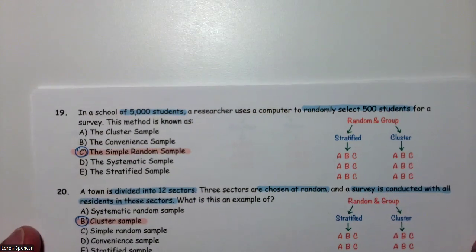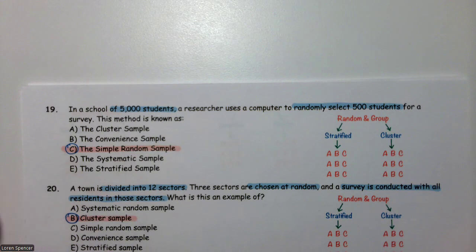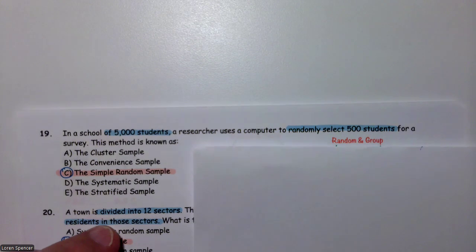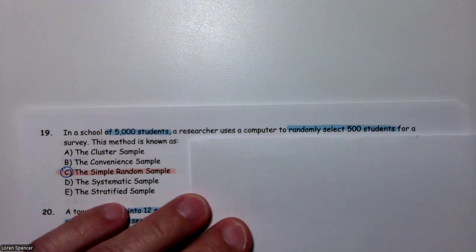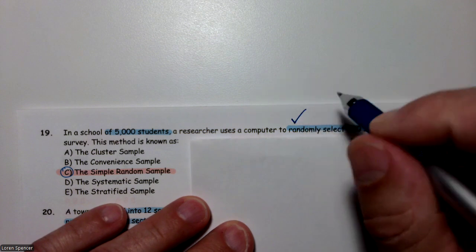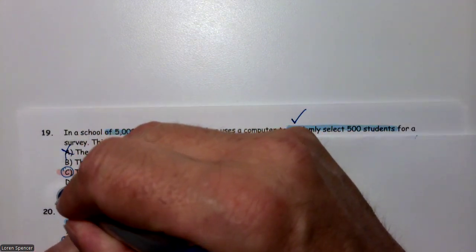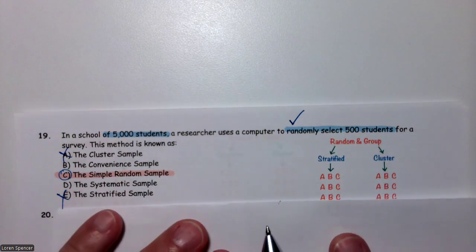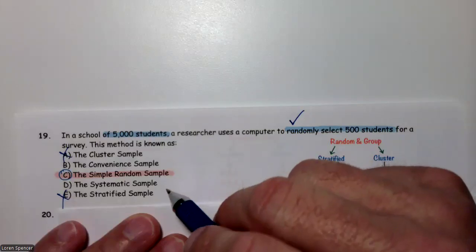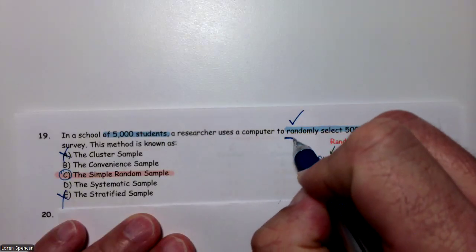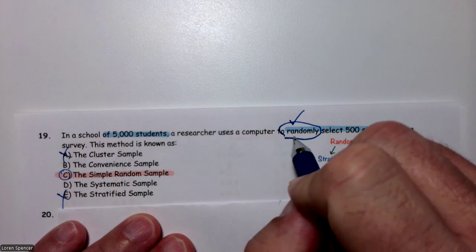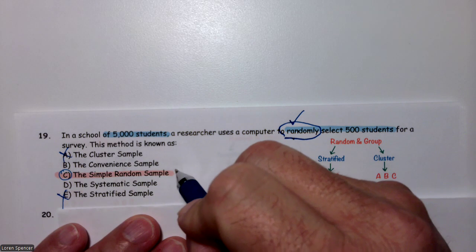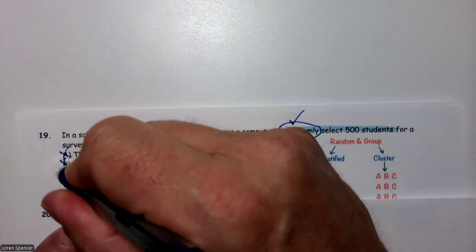So number 19. In a school of 5,000 students, a researcher uses a computer to randomly select 500 students for a survey. This method is known as, well, first off, it does not mention groups, so that gets rid of cluster. That also gets rid of stratified. It doesn't mention every nth, so that eliminates systematic. And so that leaves us with, is it a convenience sample or a simple random sample? Because randomness is used, this is a case of a simple random sample, and that eliminates the convenience.